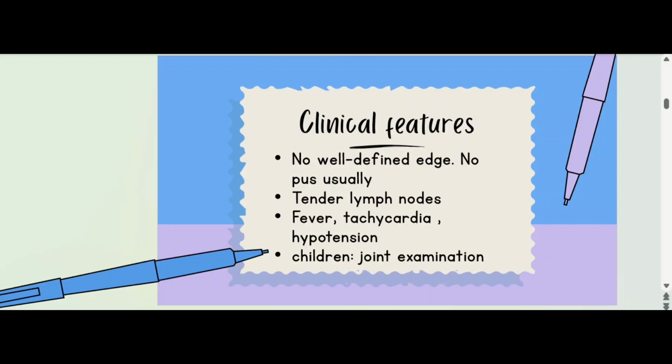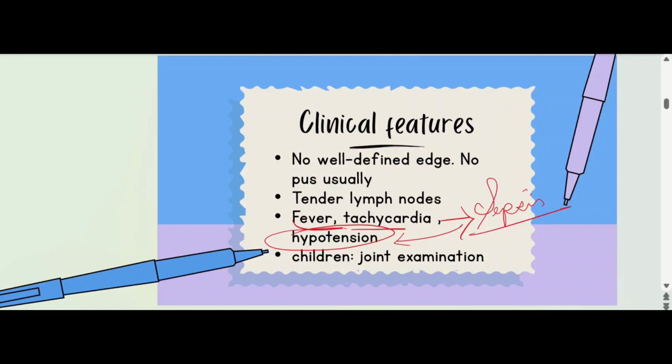Lymph nodes are usually tender. The regional lymph nodes draining the area become enlarged, which is a picture of acute lymphadenitis. In severe conditions, patient may have fever, tachycardia, and the infection can also lead to sepsis, ultimately leading to conditions like hypotension, septic shock.